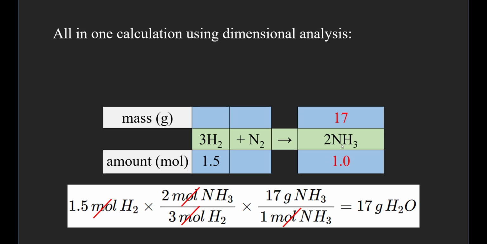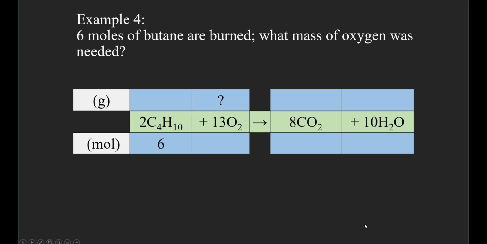It's nice, though, to see this all as one big calculation again. 1.5 moles, then write the ratio, the 2 to 3 ratio. This part here was going to yield 1 mole of ammonia, and then multiply by the 17 grams per mole to get 17. Okay, now let's look at one where the ratios are a little bit more cumbersome, a 2 to 13 ratio, but apart from that, it's exactly the same idea.